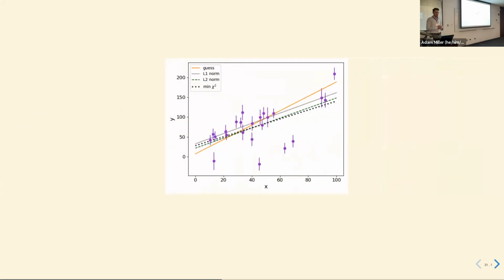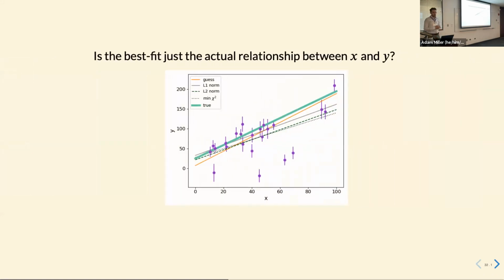What does that look like? We're now hitting the point where there are too many lines to know what's going on, right? But the short dashed line is the minimum of the chi-squared, or the residuals divided by the uncertainty. Or is the best fit just the actual relationship between X and Y, the thick, solid cyan line that's just been added? That line is the actual relationship between X and Y. I know because I created the data. So is that the best fit? I see people saying no, but that's the answer.